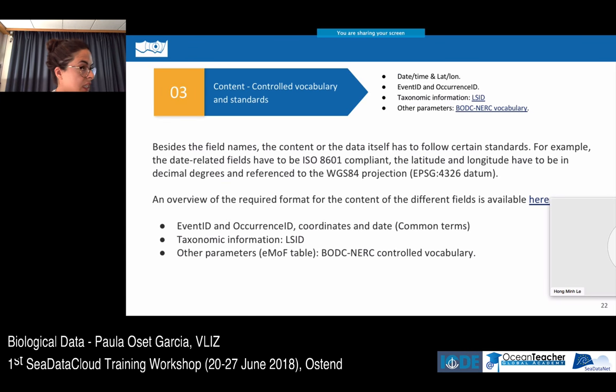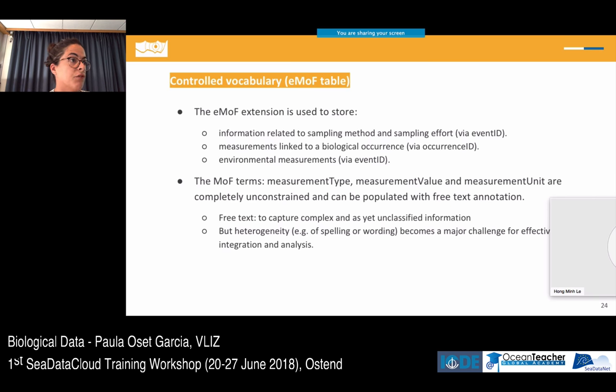What is more important is to talk about the standards and especially the taxonomic standards. All of the fields really, well, some of them are free text, but most of them are controlled by different standards. So date is ISO and the coordinates have to be WGS84 and so on. But most importantly, the measurements of facts table, where we put all the information about either the sampling device or the sampling effort, or information about environmental conditions or about biological measurements of the species. All of that has to follow control vocabulary.